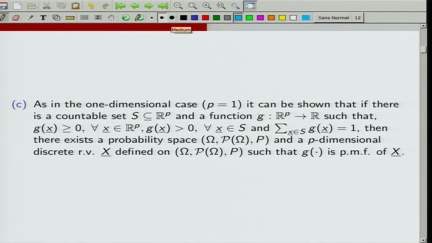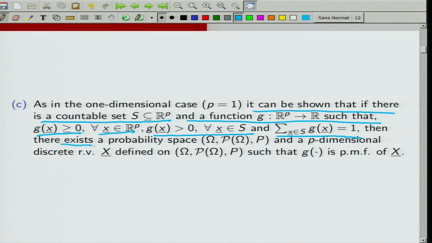Now, as in the one dimensional case, it can be shown that if there is a countable set S belonging to R^p and a function g from R^p to R that satisfies all the properties of a probability mass function, that means g(x) is greater than or equal to 0 for every x belonging to R^p, g(x) is greater than 0 for every x belonging to S, and the summation over x belonging to S of g(x) is 1, then one can find a probability space Omega_p and a p dimensional discrete random variable X defined on Omega_p such that g is the probability mass function of X. So, this kind of a remark we also saw in the one dimensional case.